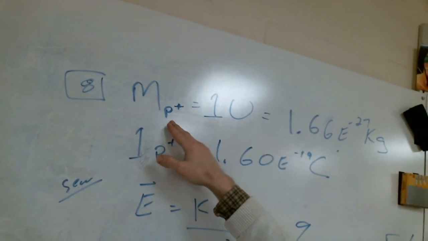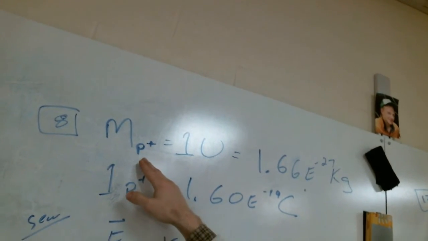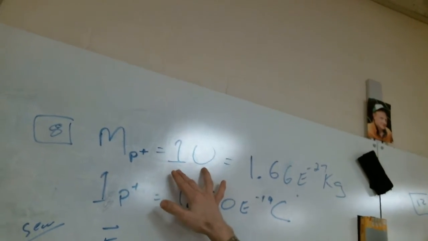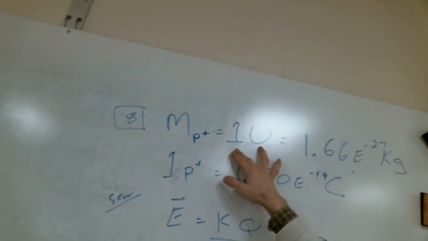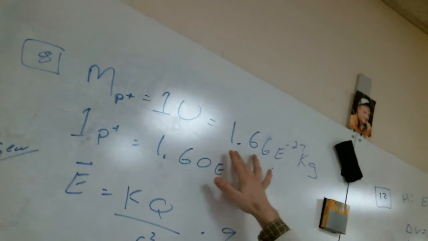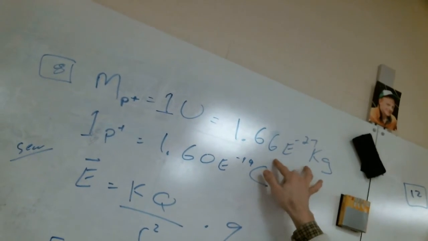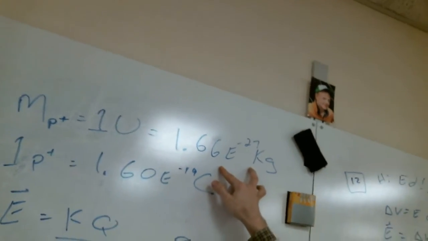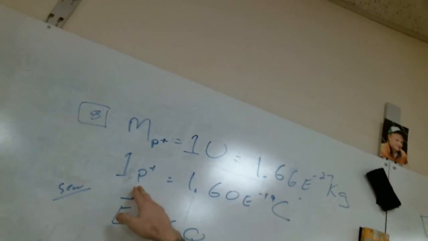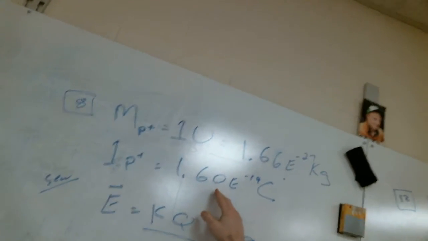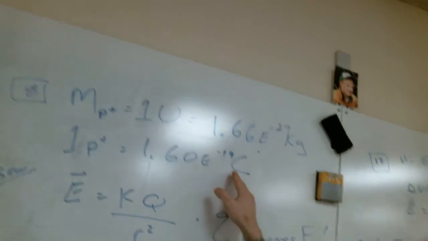For number 8, you are going to have to look up some items. The mass of a proton, if you remember, is 1 atomic mass unit, 1 u, which you can find online. It's just 1.66 times 10 to the negative 27th kg. It's not a number you need to memorize, but it's one you can look up. All right, the charge of a proton is something you should know. It's 1.6 times 10 to the negative 19th coulombs.